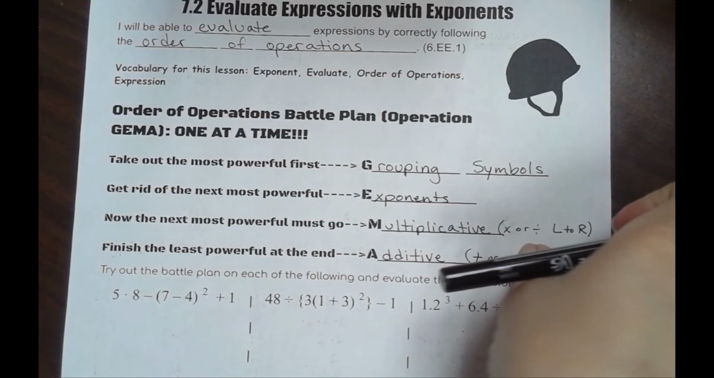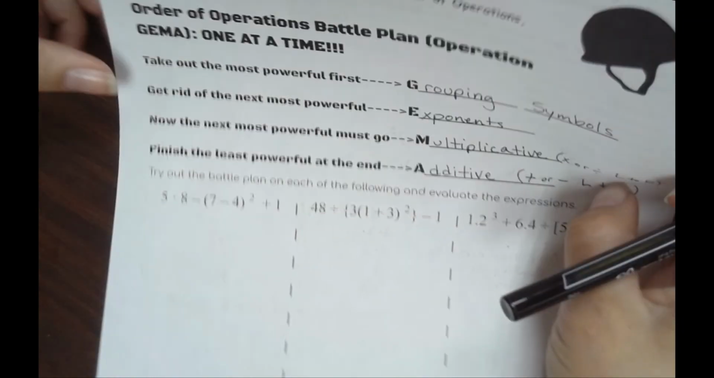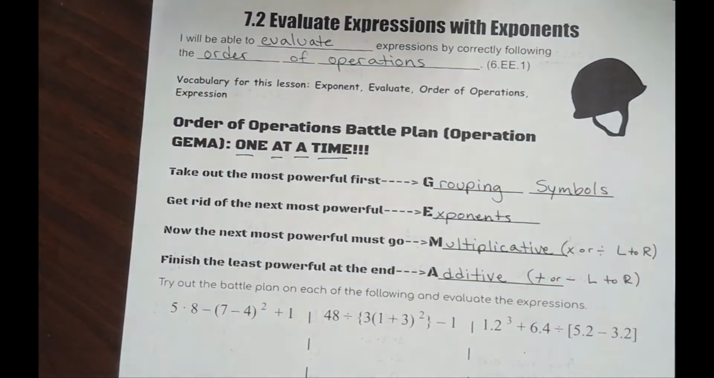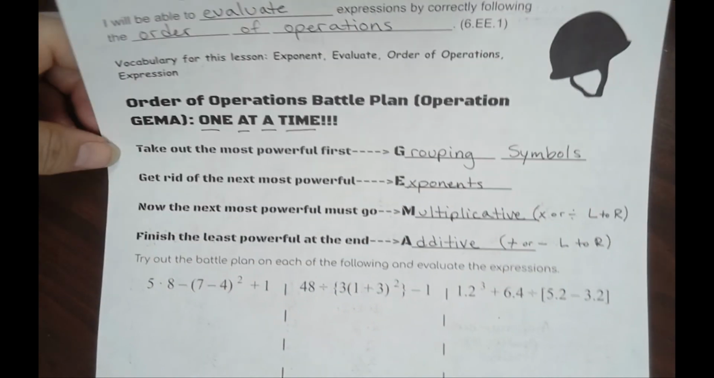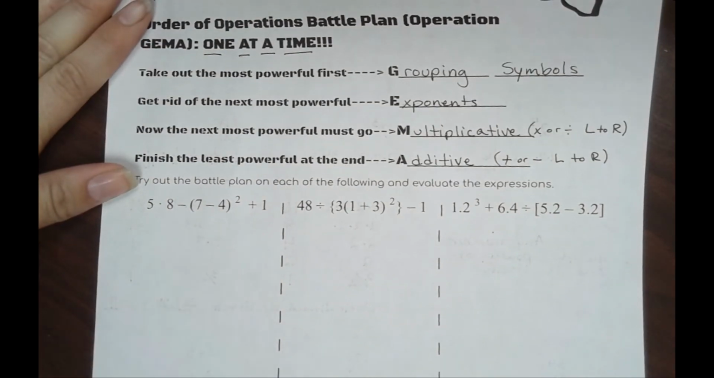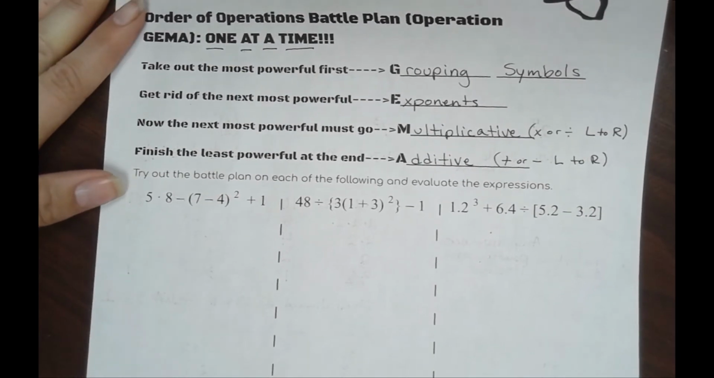Alright, so try out this battle plan on each of the following and evaluate the expressions. Okay, up here, one at a time. The biggest mistake I see with students is they try to take out multiple things at once and it messes up what you do. So if you just take care of one item at a time, it first doesn't seem so big and ugly. Second of all, you're less likely to make a mistake. Third of all, you can go back and figure out where you did make a mistake if you did.